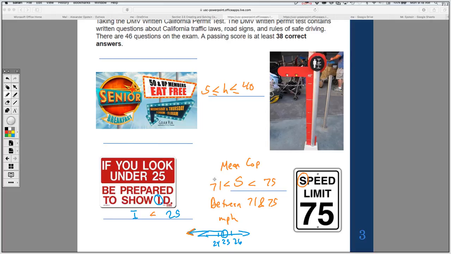So basically, we changed this one to make it what's the lowest you can go. Now we're going to make this one change to 75. What's the highest you think you can go without getting pulled over?